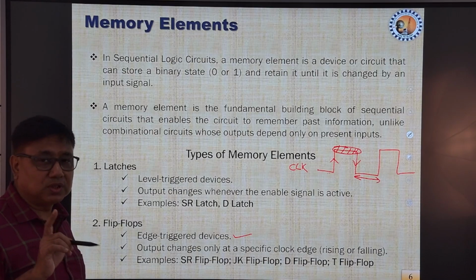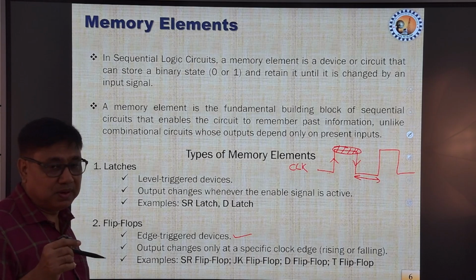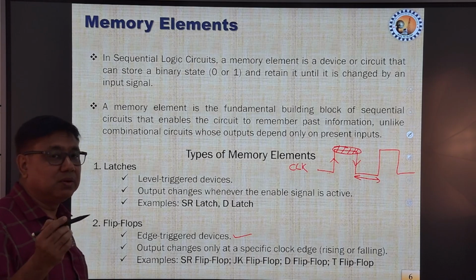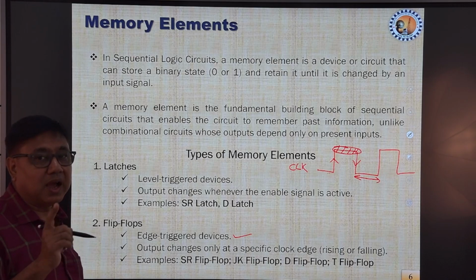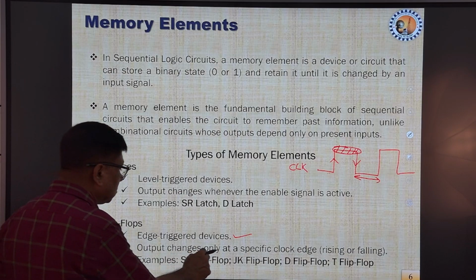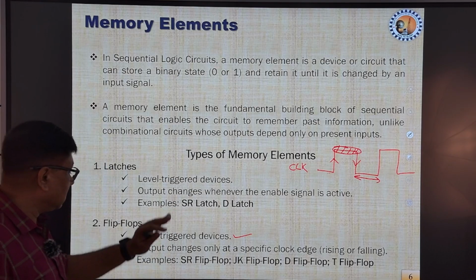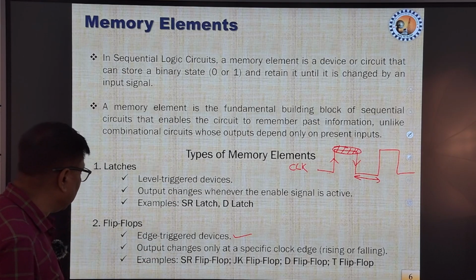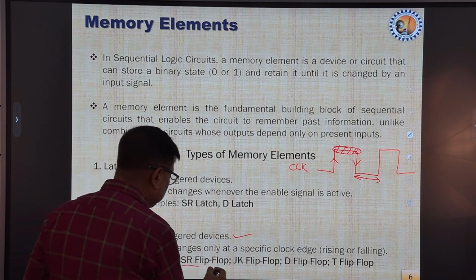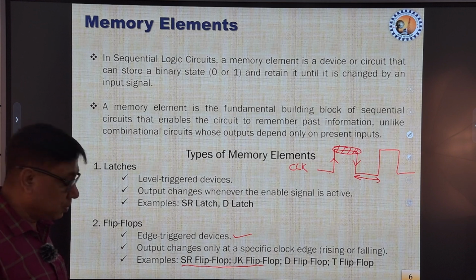It will not respond simultaneously to both. We can design the flip flops in such a way that they will respond to only one type, either positive edge or negative edge, and their output changes only at a specific clock edge, rising or falling. Examples of such flip flops are SR flip flop, JK flip flop, D flip flop, and T flip flop.